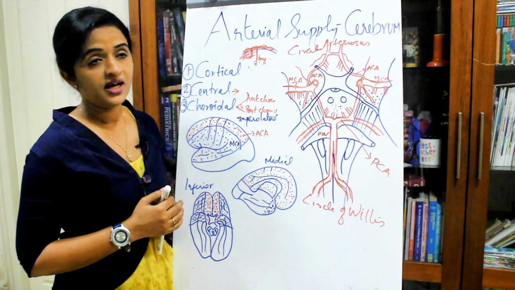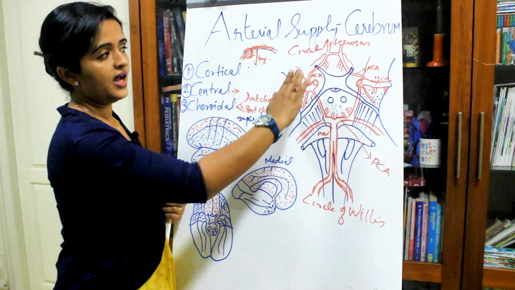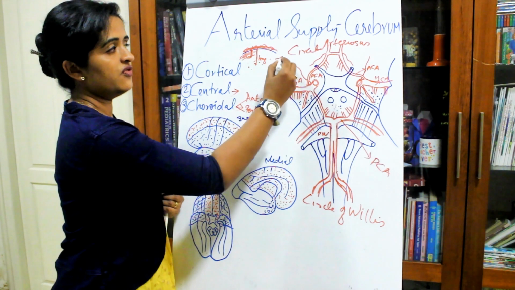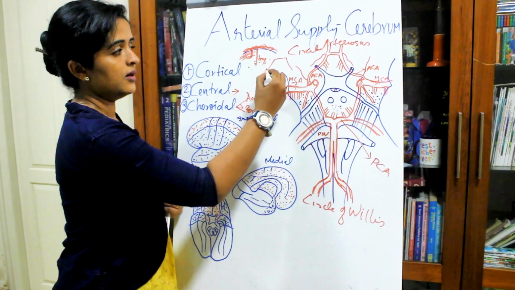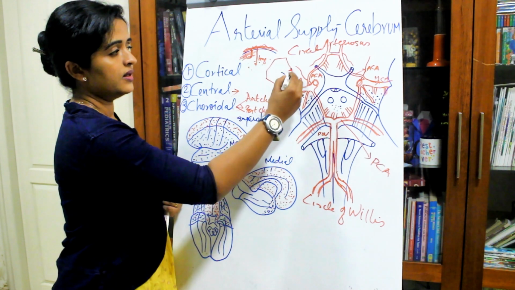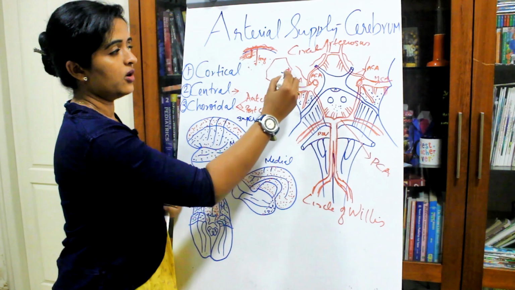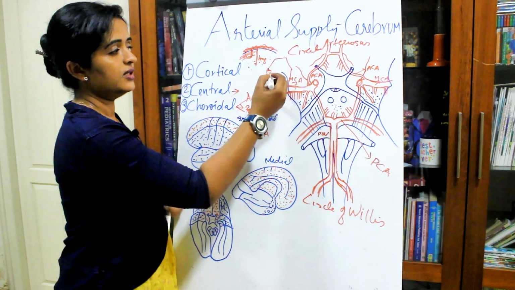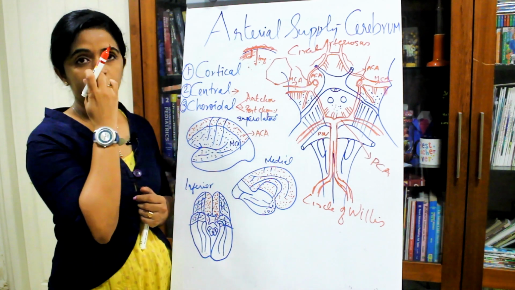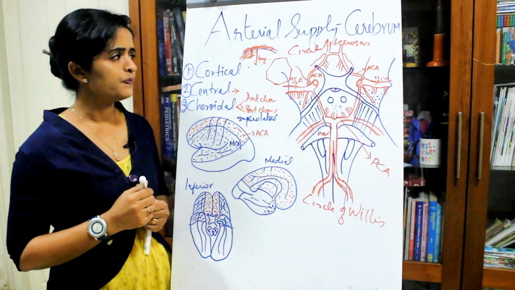Now let's see the anastomosis. When they anastomose, they will be forming a six-sided polygon. So how are they forming the six-sided polygon?